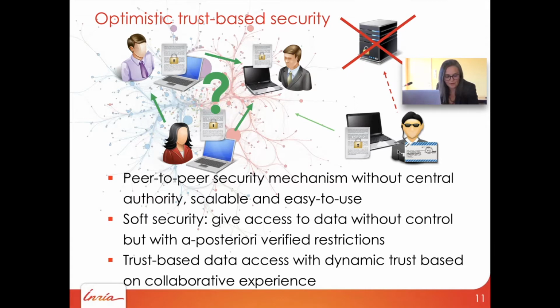In my work, I investigated how to replace traditional hard security mechanisms with soft security ones. So here, rather than adopting an a priori strict enforcement of security rules, access is given first to data without control, but with a posteriori verified restrictions. In the peer-to-peer collaboration that we envision, users share the data with some people they trust, and these trust values can be dynamic and vary during the collaboration. For instance, I could trust a person at the beginning of the collaboration, but I can be deceived during the collaboration, and I would not trust her anymore, so I would not want to collaborate with her anymore.